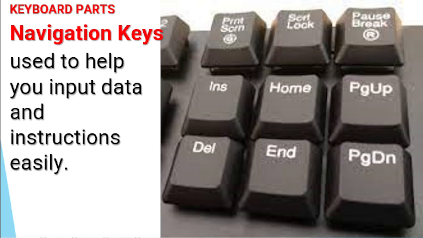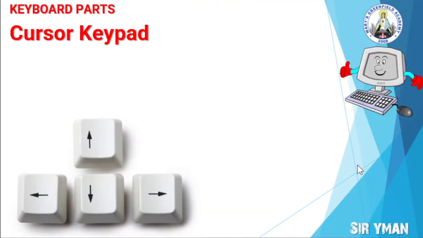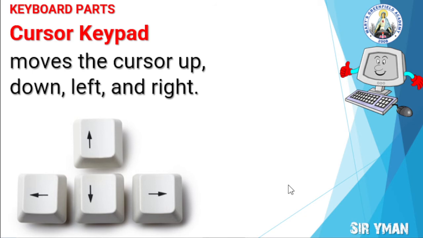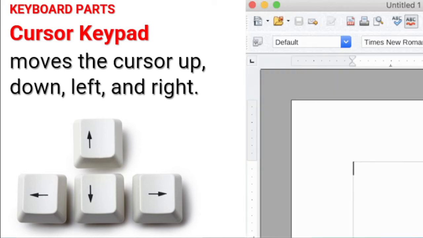Right, sa ilalim ng ating navigation keys, meron kang makikitang arrows, ano? Up, left, down, and right. So these are called the cursor keypad. So cursor keypad moves the cursor up, cursor down, left, and right. So yung cursor natin, alam niyo ba yung cursor? So yung cursor is the blinking line on the screen, ano? So as you can see ito.